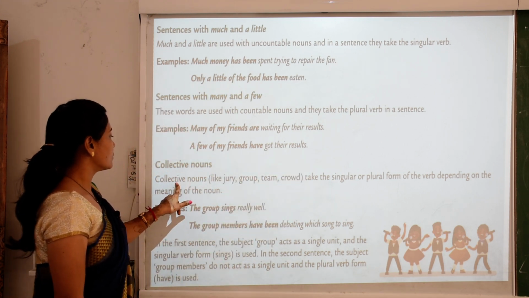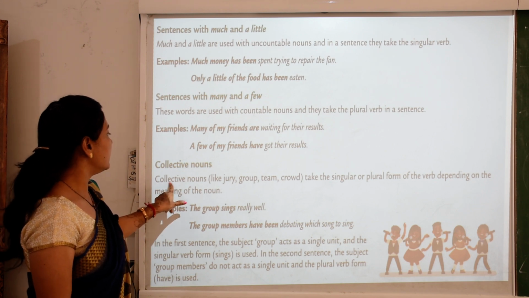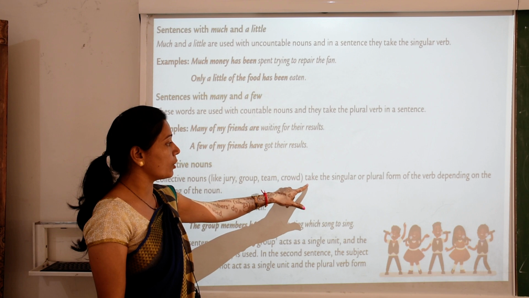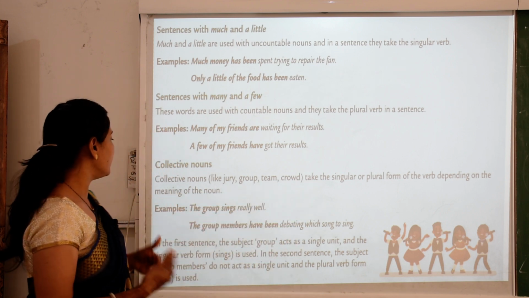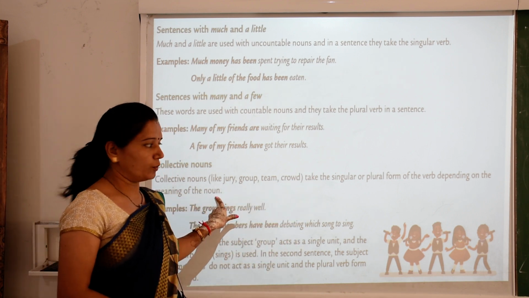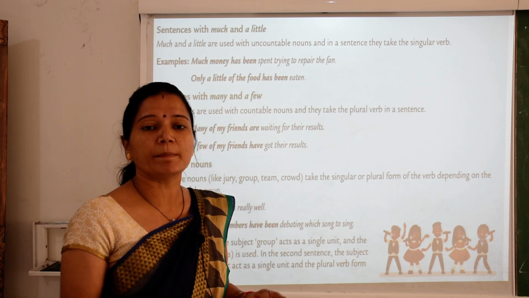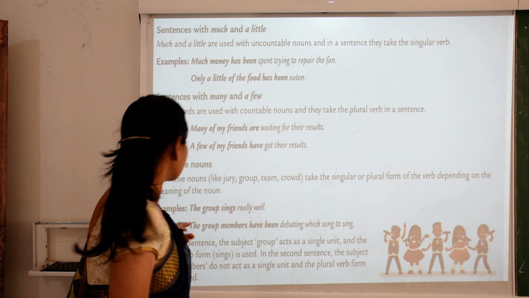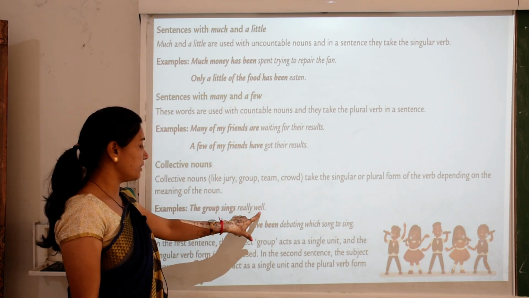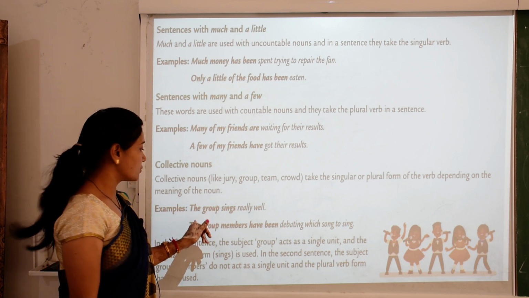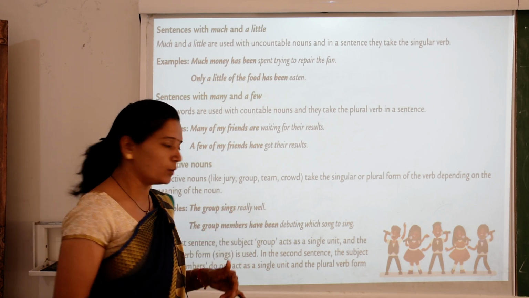Collective nouns. So what is a collective noun? Groups. Collective nouns like jury, group, team, crowd take the singular or plural form of the verb depending on the meaning of the noun. The group sings really well. So here we are considering one group, so we are putting a singular verb.